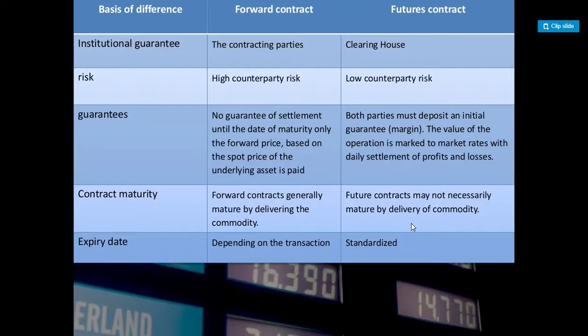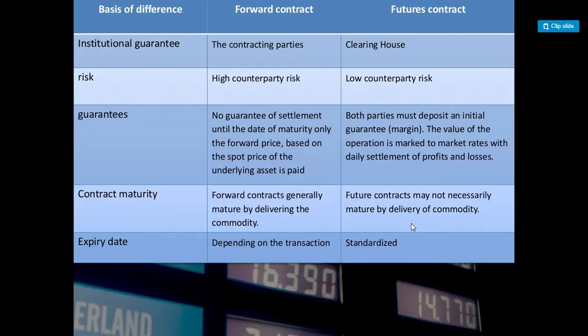Next is institutional guarantee. Among the contracting parties, if any one of the parties fails, the other party will be in loss. Suppose the buyer has not paid the amount, but he has taken the shipment, so the seller will be at a loss. So that's what it is.